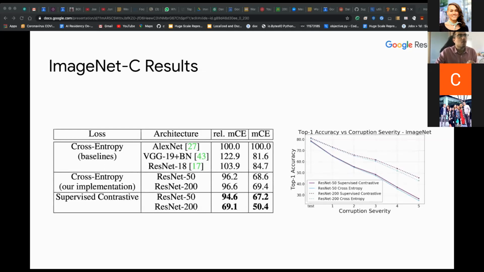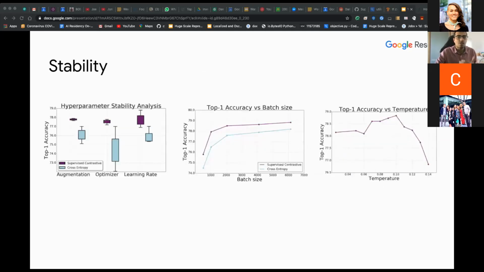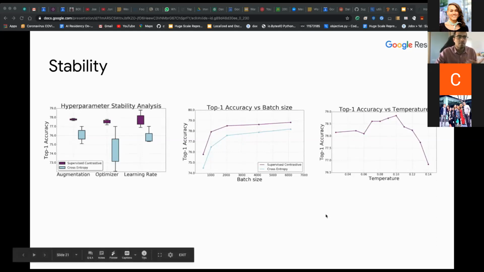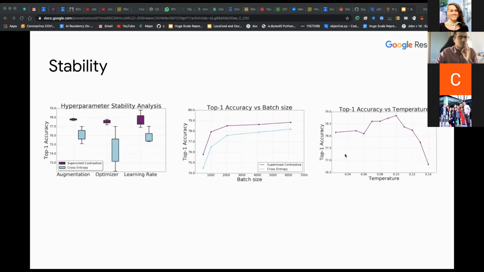We also do see that we are much more stable to hyperparameters. One of the most important hyperparameters in contrastive learning is temperature, which we show here. We do see that any temperature choice between 0.04 and 0.11 mostly gets us near state-of-the-art performance.